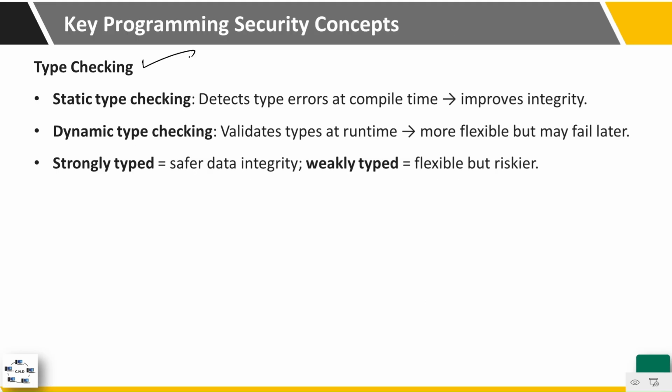So then we have type checking, and inside type checking we have static type checking that detects type errors at compilation time, and this improves integrity. Dynamic type checking validates types at runtime. This is more flexible but may fail later. Then we have strongly typed, which is safer for data integrity, and weakly typed, which is again flexible but riskier.